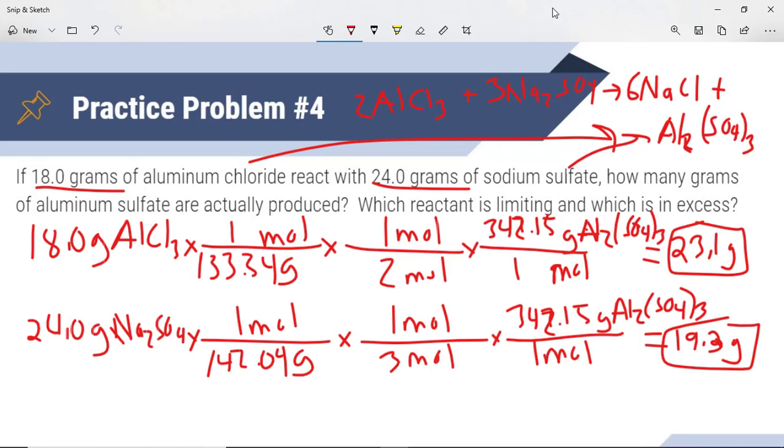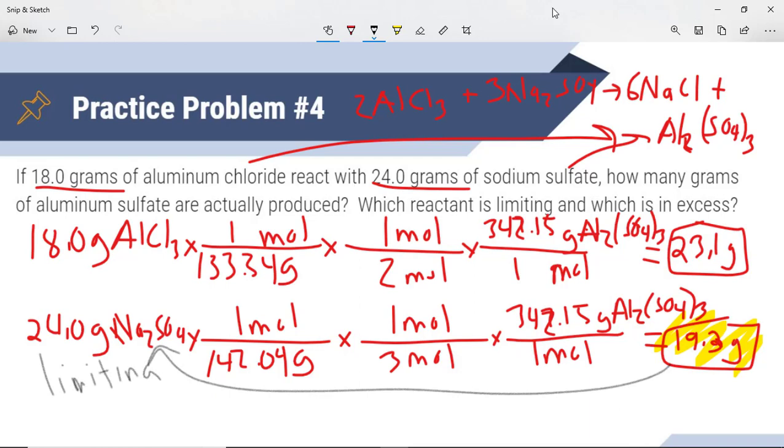So after all that hard work, I actually get my two answers. Now, which one is the right answer? Well, remember, it is going to be the one that is the lowest. So that would be this one right here. So that's your actual answer. Now remember, we also asked for what is limiting and which is in excess. So since this reactant here produced the lower amount, we say that that one is limiting. Okay, which would make AlCl3 excess.